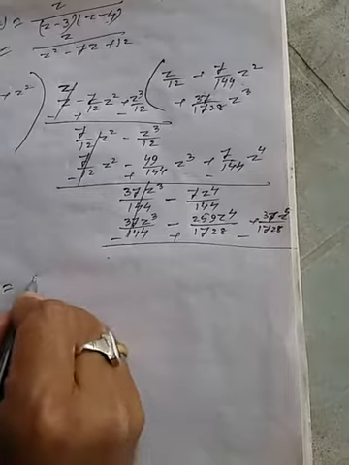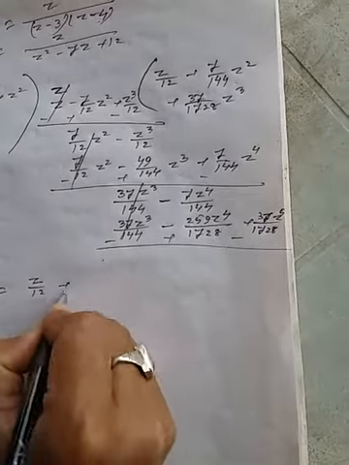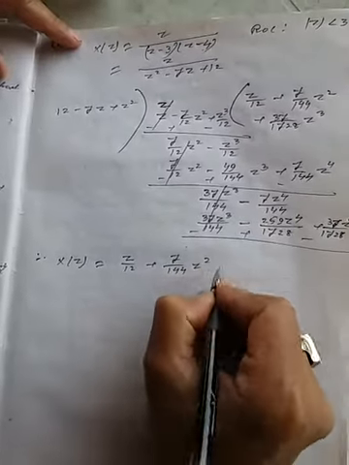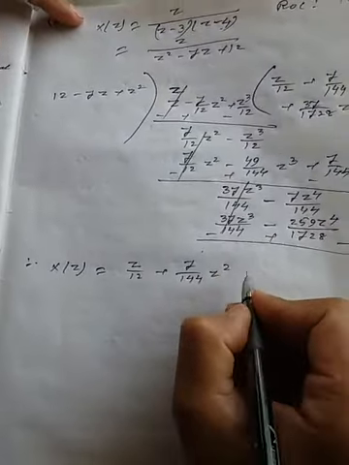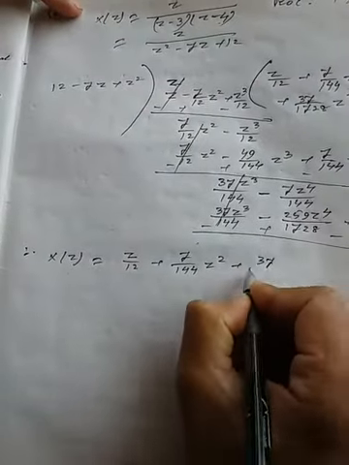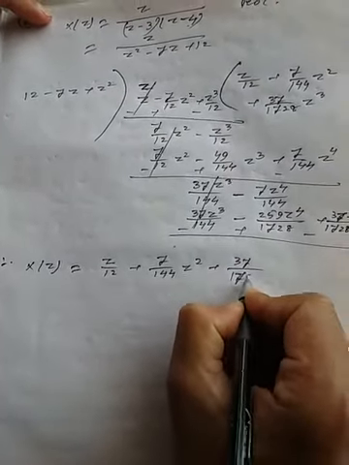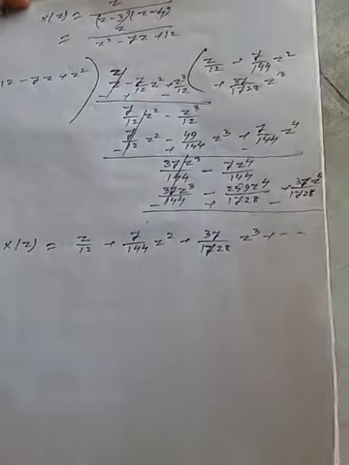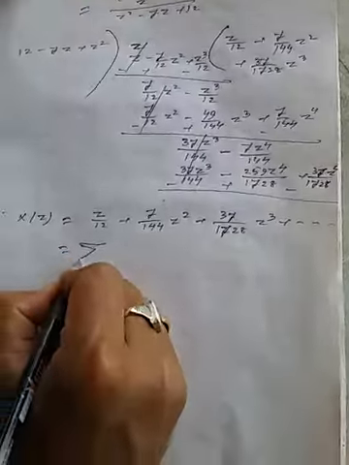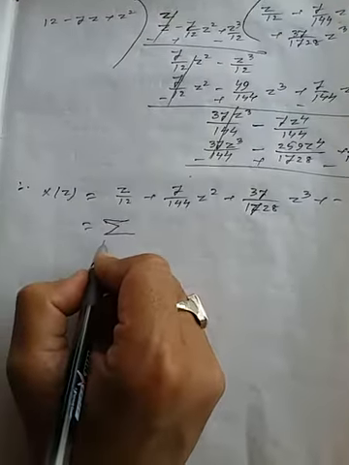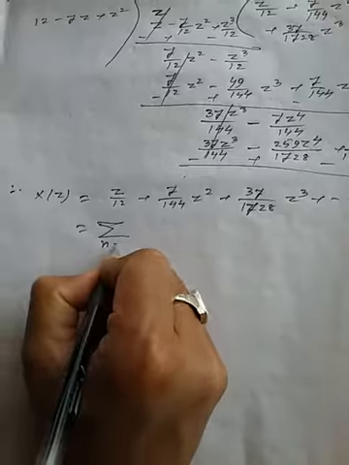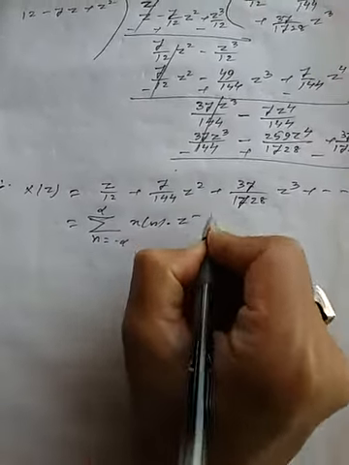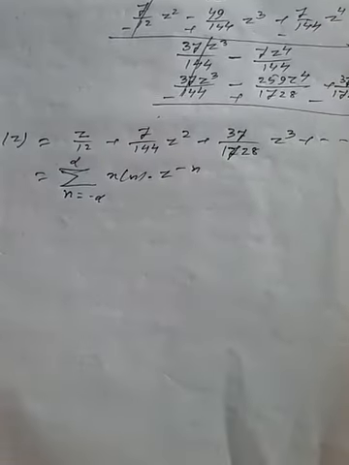So from here we can get X(z) equal to z by 12 plus 7 by 144 z square, okay, plus 37 by 1728 z cube, and so on, right? So this is also to be equated from the formula, the sum from n equal to minus infinity to infinity of x(n) into z to the power minus n, okay?